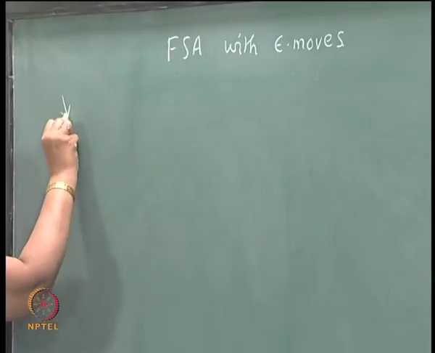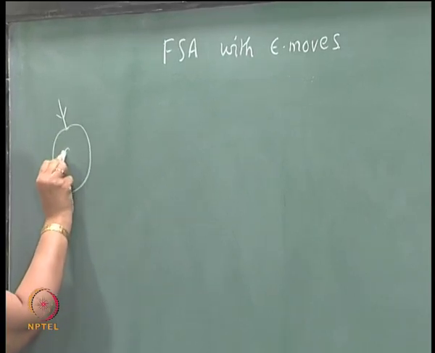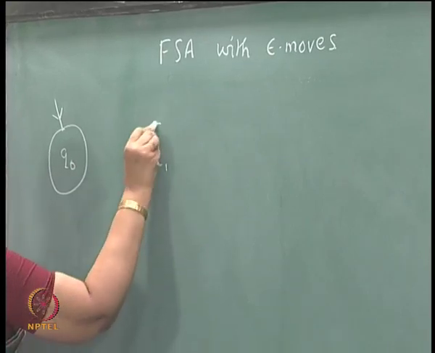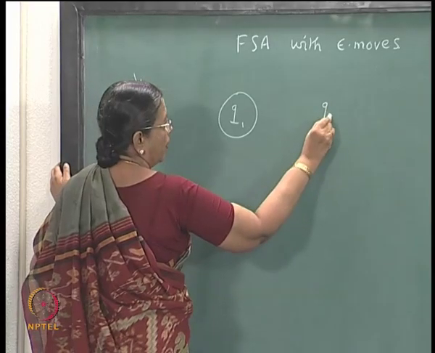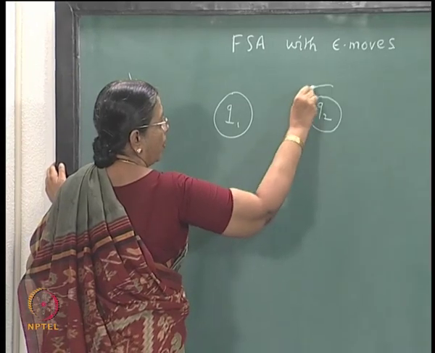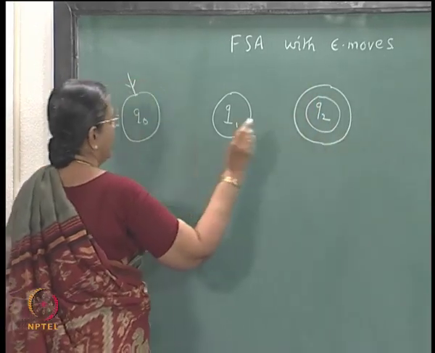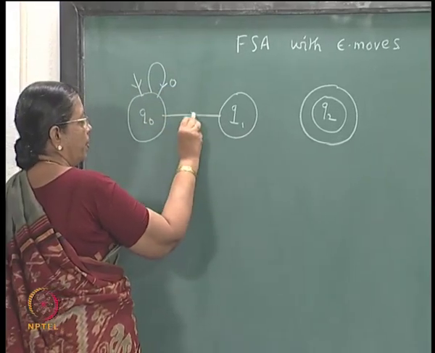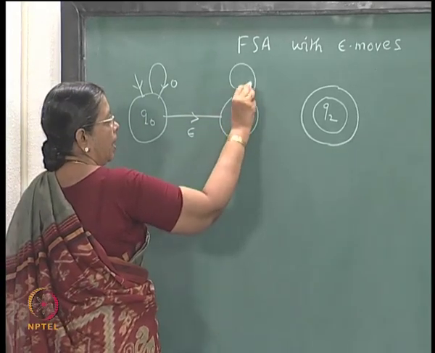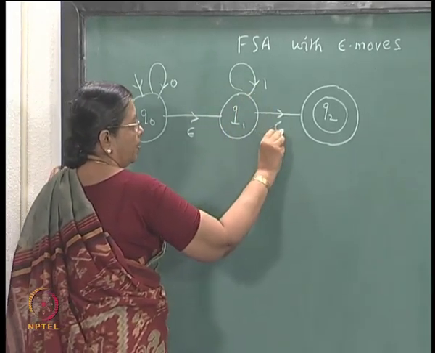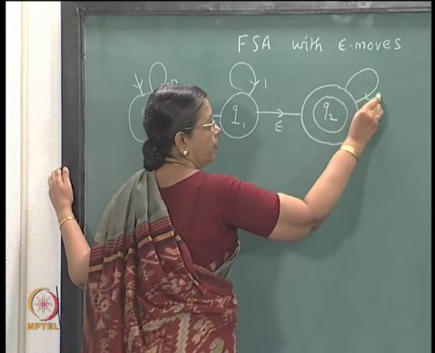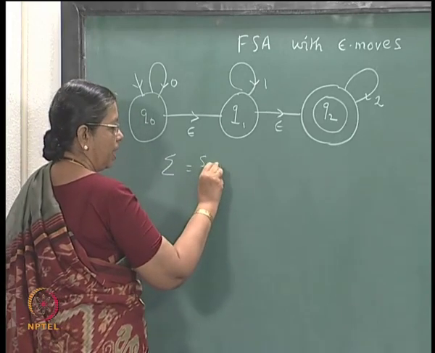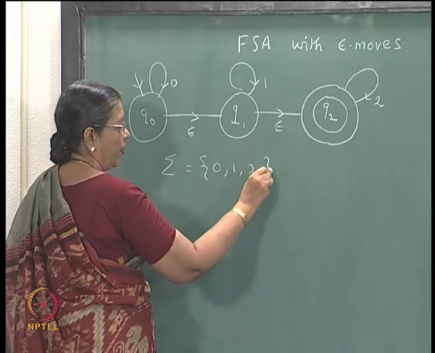First let us take an example. Look at this diagram. There are 3 states, Q0, Q1 and Q2. Q2 is the final state and Q0 is the initial state. The transitions are as follows: 0, epsilon, 1, epsilon and 2. The alphabet here consists of 3 symbols: 0, 1 and 2.